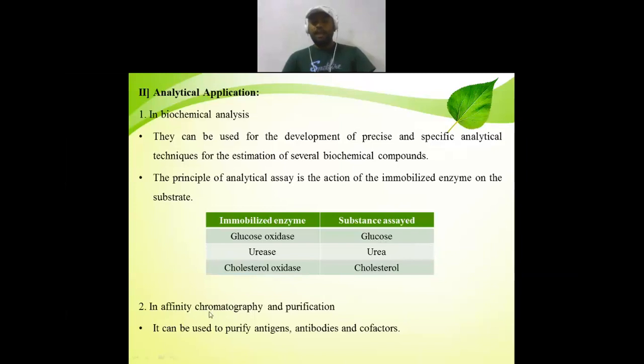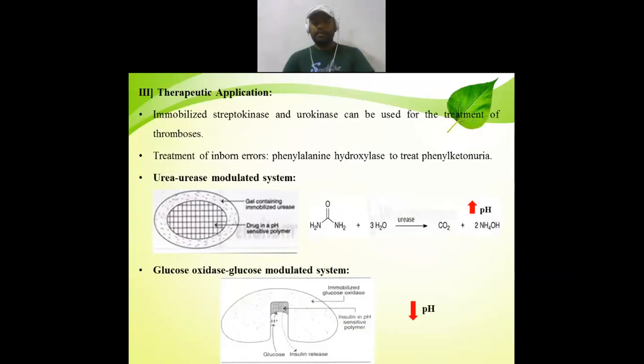The second one is affinity chromatography and purification. So this can be used in chromatography and purification also. It can also be used in therapeutic applications. The first application is industrial, the second is analytical, and now the third is therapeutic. You can see here immobilized streptokinase and urokinase can be used for the treatment of thrombosis. For the treatment of inborn errors, phenylalanine hydroxylase is used to treat phenylketonuria. The urease system is used as you can see here, and this is the reaction.